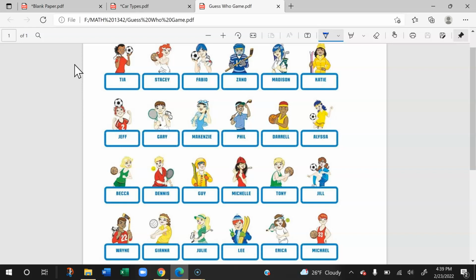Now, what I was looking at just a moment ago with something being a Ford or a coupe or a Toyota would be similar to me saying I want a female or a soccer player. Okay? So that means I would go through and I would include all of my females. So that's going to include all of these. Let's see here. Becca, Michelle, Jill, Erica, Julie, Gianna. Okay. So I've included all of these. So that's 1, 2, 3, 4, 5, 6, 7, 8, 9, 10, 11, 12. So I have 12 females.